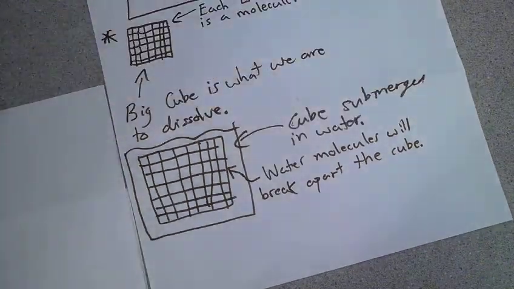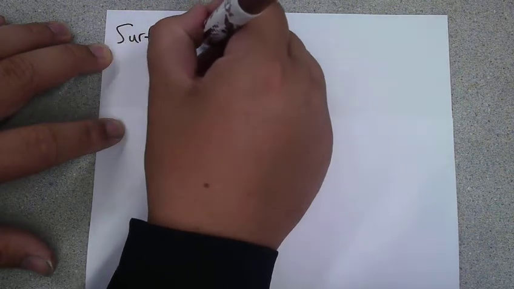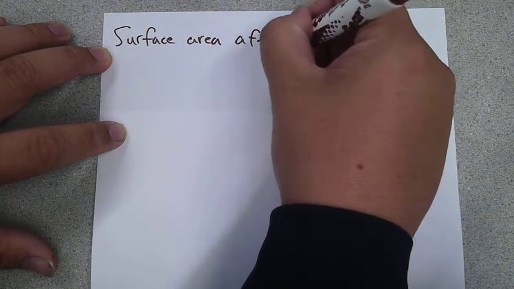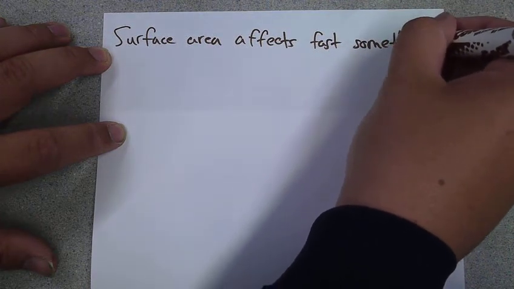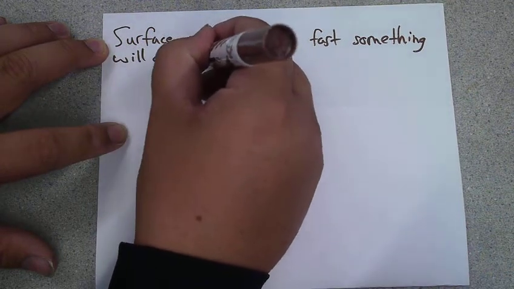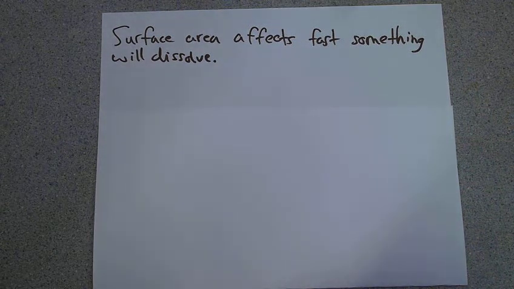So what's going to affect how fast that happens? The first thing that's going to affect how fast that happens is surface area. So let's start the top of our thing here by saying surface area affects how fast something will dissolve. And when I say surface area, I'm not talking about surface area of the solvent, really. I'm talking about surface area of the solute.